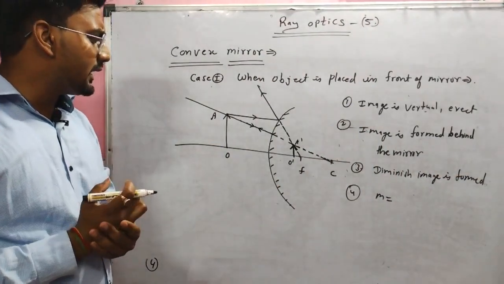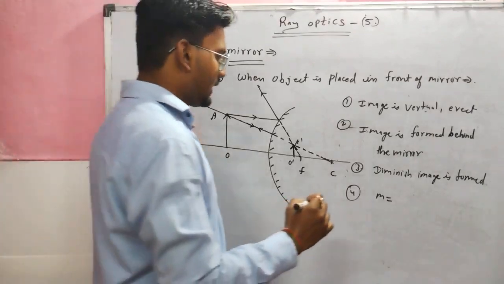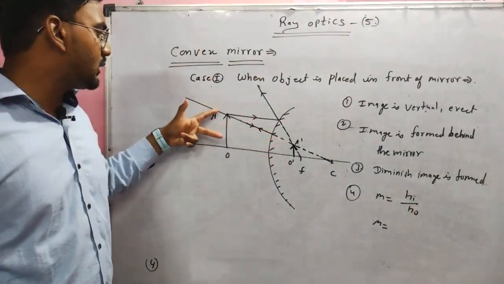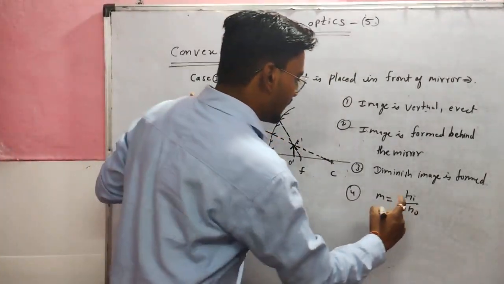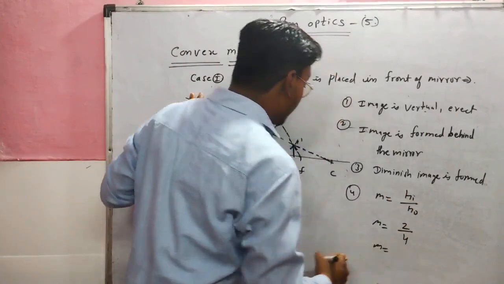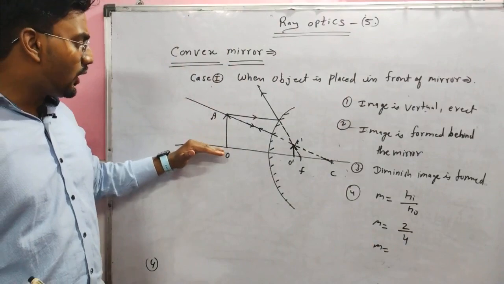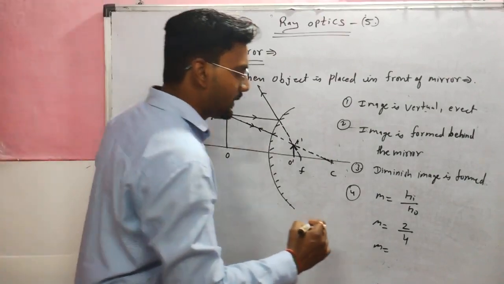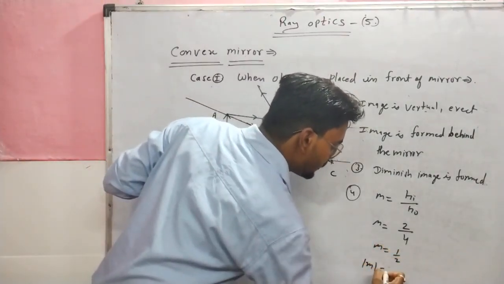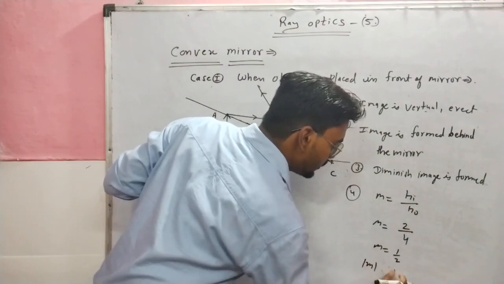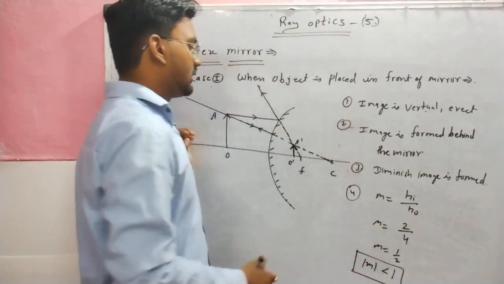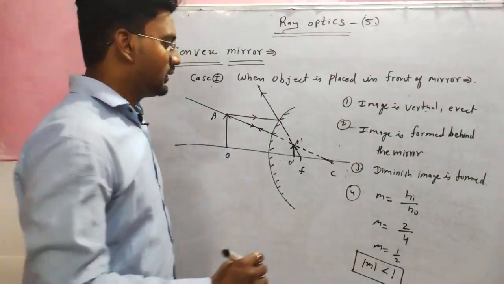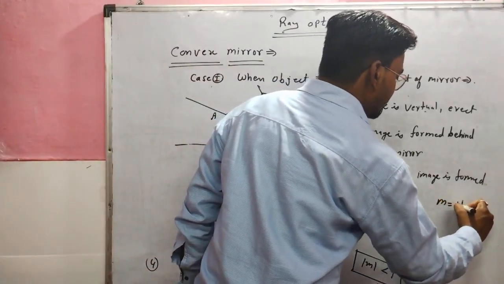And magnification, we said, is the height of image to the height of object, and we see that the height of the image is smaller than the height of the object. Suppose the height of the object is 4 and the height of the image is 2. So here we take both signs positive, because both the object and image are formed in the upper part of the principal axis, and the upper part of the principal axis we take as positive. So magnification is 1/2, meaning the magnitude of the magnification is less than 1. The image is formed smaller, magnitude less than 1. And the second point is that magnification is positive.